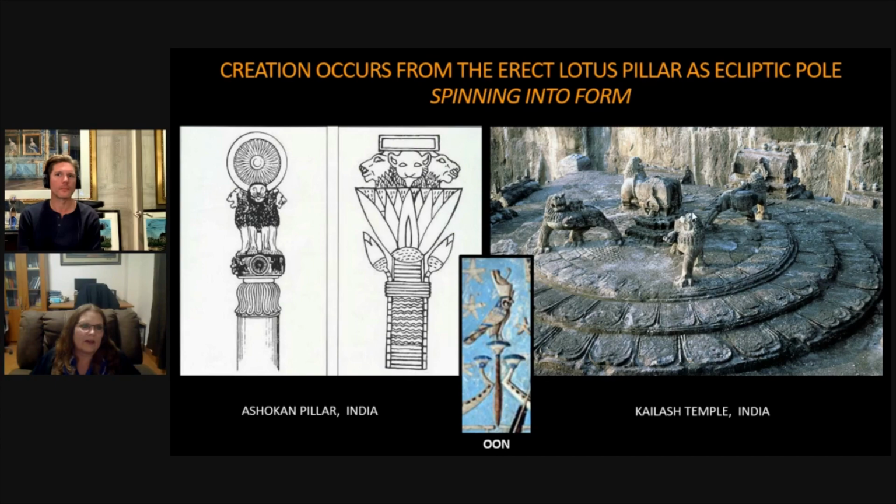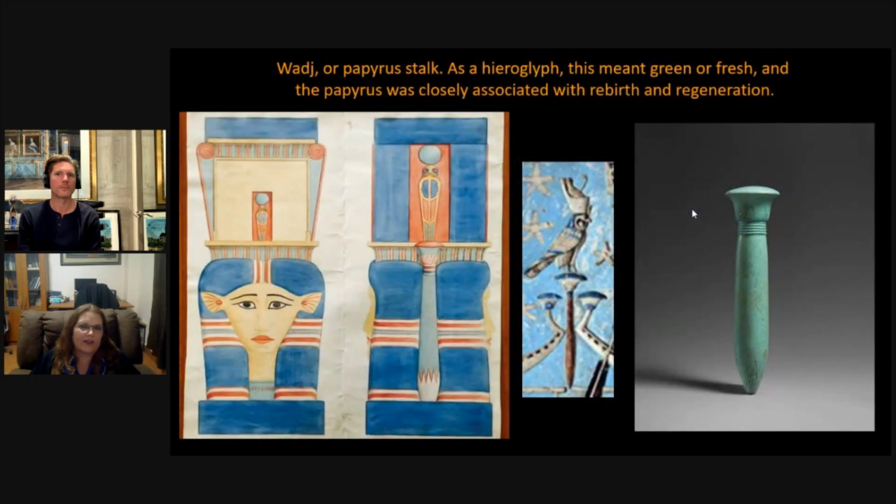And you know, it's everywhere. The Waj, this is what we see Horus sitting on, the papyrus pillar, right? With the double crown of Upper and Lower Egypt, in that moment of silence before the next breath. But the Waj, or papyrus, is a hieroglyph. It meant green or fresh, green related to earth, which is interesting. The papyrus was closely associated again with rebirth and regeneration.